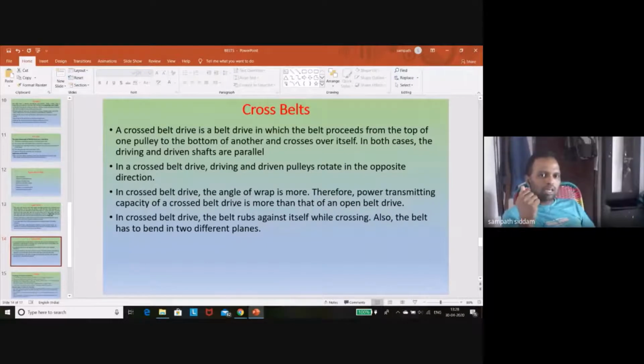So in the cross belt drive, the belt rubs against itself because it is crossing each other, but that is not the case in open belts. So that is a major difference between your cross belt and the open belt.